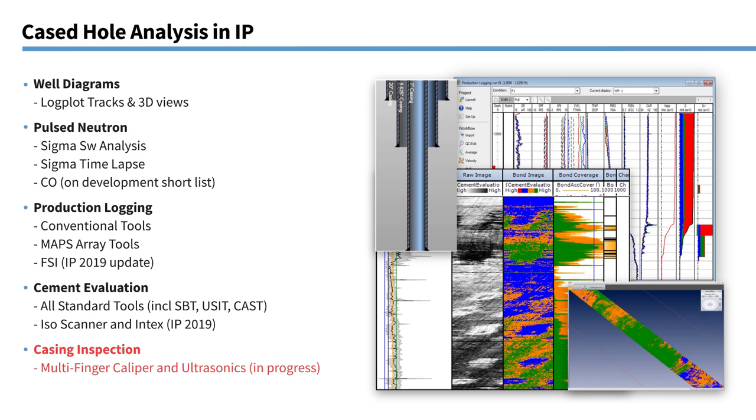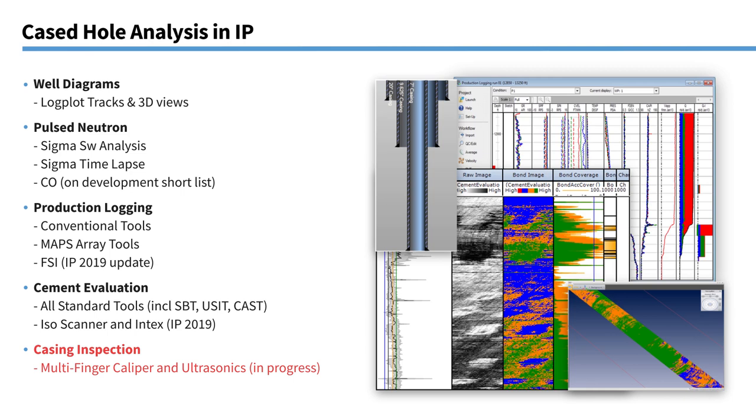For production logging, we have workflows for the conventional PL tools, the centralized PL tools. We've also developed a whole new workflow for array tools, where we have multiple sensors placed around the borehole. Primarily that was built for the MAPS tool, which many of the service companies are using. More recently, we've just completed development of a workflow for the Schlumberger FSI module, and that's coming in an update soon to the latest version of IP.